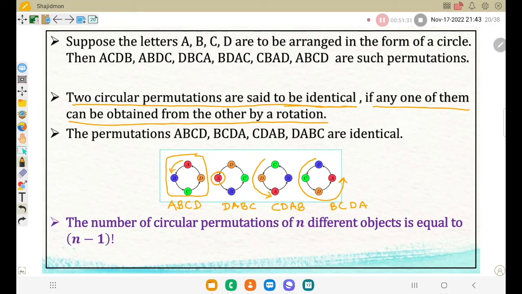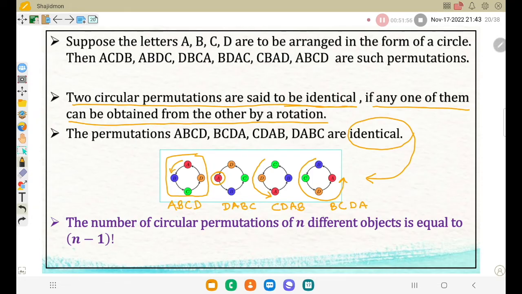This is another permutation. What are we calling these? We call these identical permutations. Identical means almost the same, that A, B, C, D, the same by rotation. The circular permutations we form by rotation, that is what we call identical permutations. These permutations are identical, okay? So this is one example.